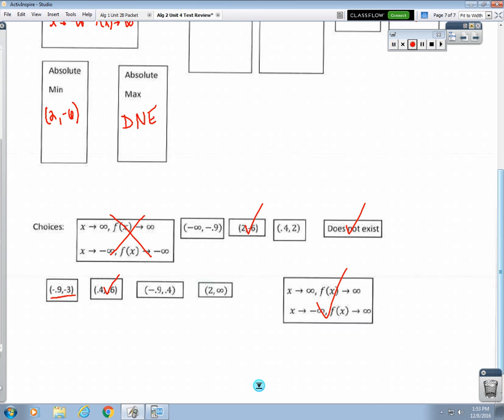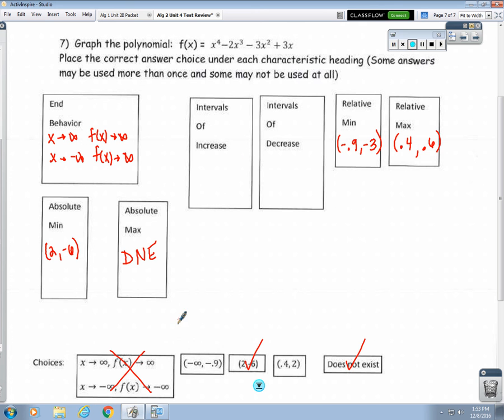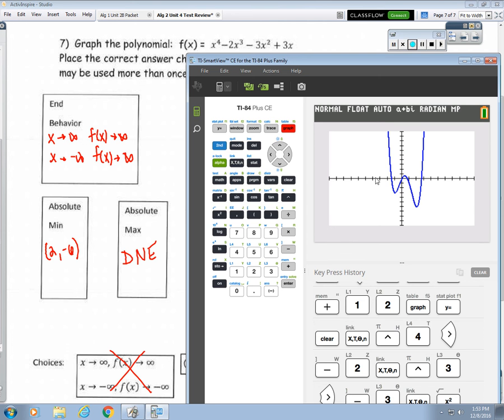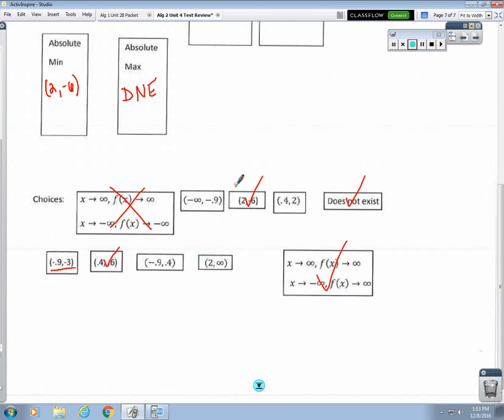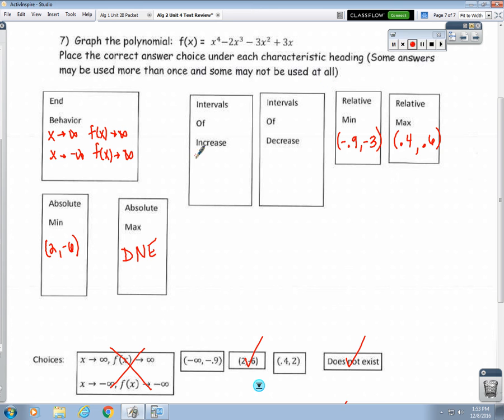Now we have 4 boxes left, and we have to do intervals of increase and intervals of decrease. Well, it makes sense that I have 4 boxes left because don't I have 2 of each, 2 increases and 2 decreases? Okay, so let's start with this first increase. When does this start increasing? Oh, I'm talking about the increase. Negative 1 to about, I don't know, like, so out of these four, which one would that be? This one, right? Negative 0.9, 0.4.